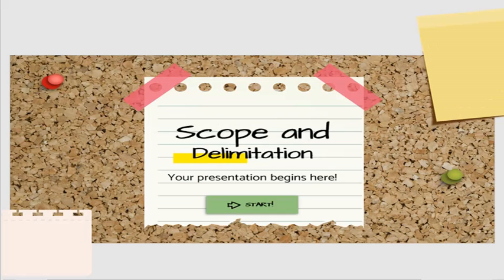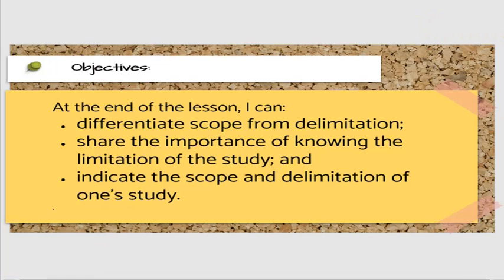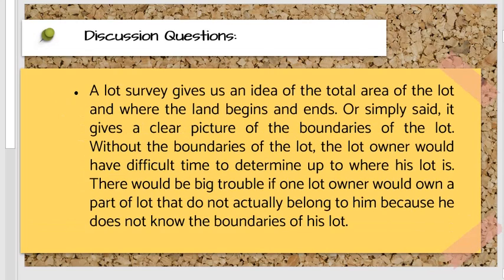Our second topic is the scope and delimitation of the study. Our objectives are the following. At the end of the lesson, you should be able to differentiate scope from delimitation, share the importance of knowing the limitation of the study, and indicate the scope and delimitation of one's study. Now, I need you to fix your eyes on the screen and read along with me.